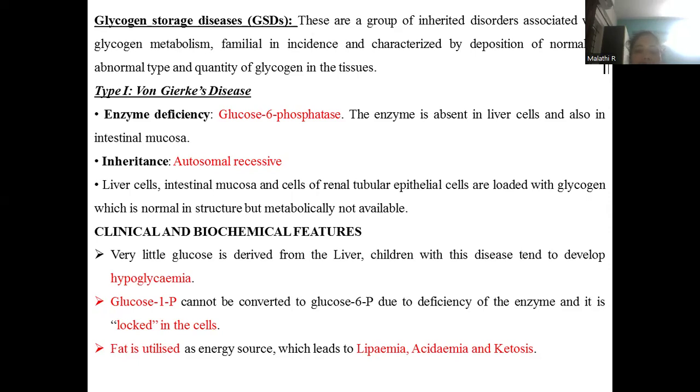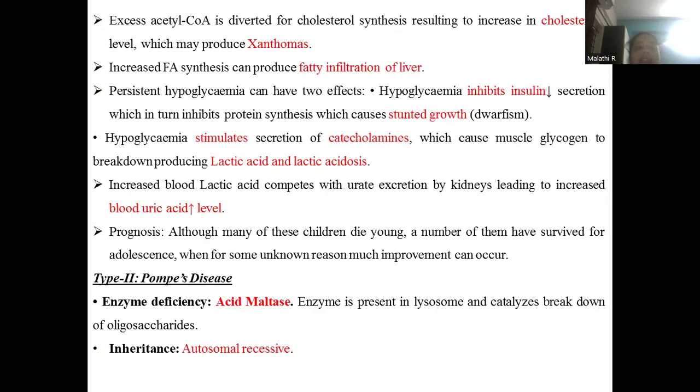The clinical and biochemical features: very little glucose is derived from the liver. The children with this disease tend to develop hypoglycemia easily and often. Glucose 1 phosphate cannot be converted to glucose 6 phosphate due to the deficiency of the enzyme, and it is locked in the cell. Fat is utilized as energy instead, which leads to lipidemia, acidemia, and ketosis. Excess acetyl-CoA is diverted for cholesterol synthesis, resulting in an increase in cholesterol level, which also produces xanthomas. Increased fatty acid synthesis can produce fatty infiltration of the liver.